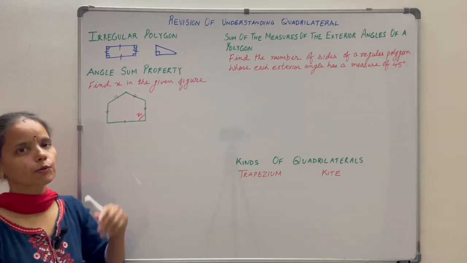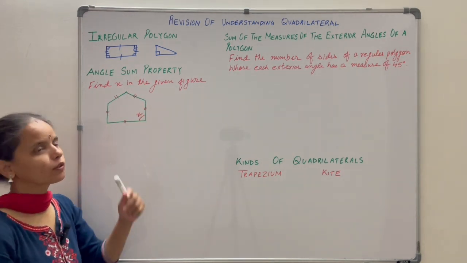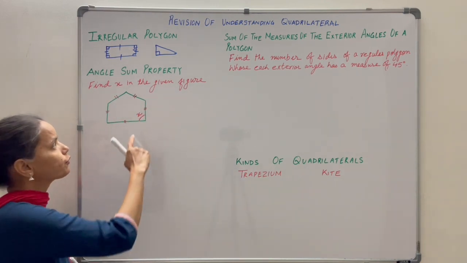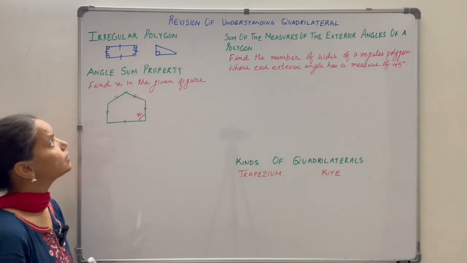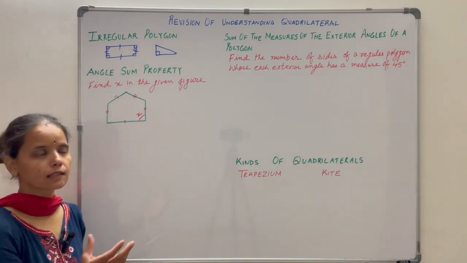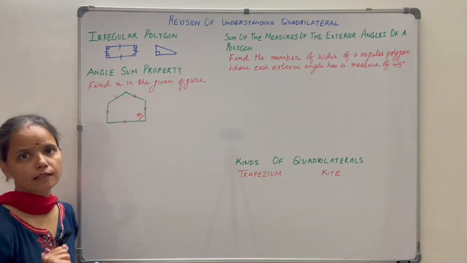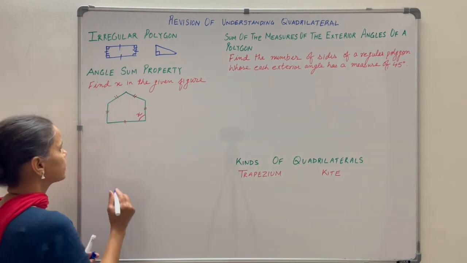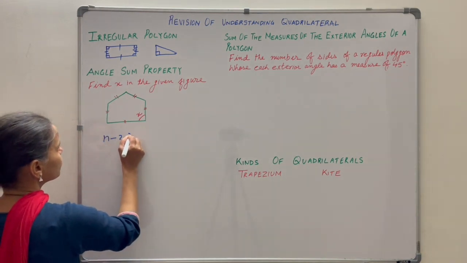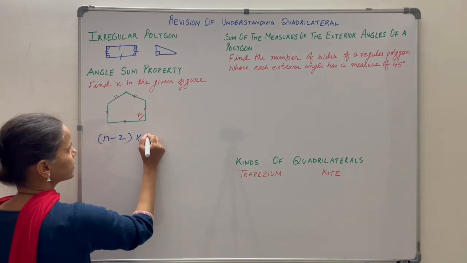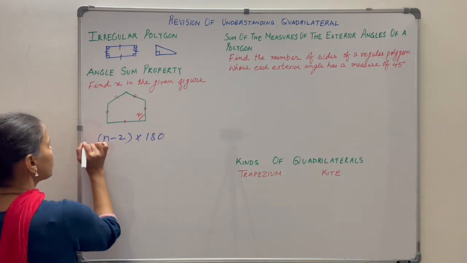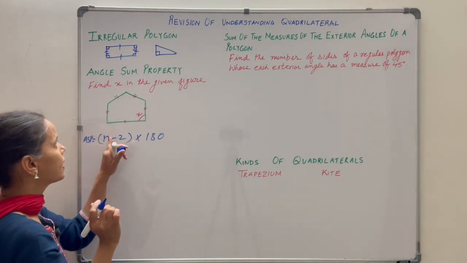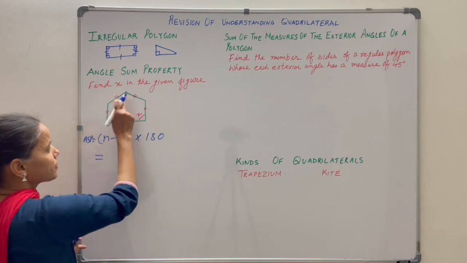Now, angle sum property. Here's one question on angle sum property. Find x in the given figure. So, you need to find out x. The angle sum property of any polygon is the sum of all interior angles. The formula for the sum of all interior angles of a polygon is (n minus 2) into 180 degrees. This will give you the sum of all interior angles of this polygon. And what is n? n is the number of sides. The number of sides is 5.